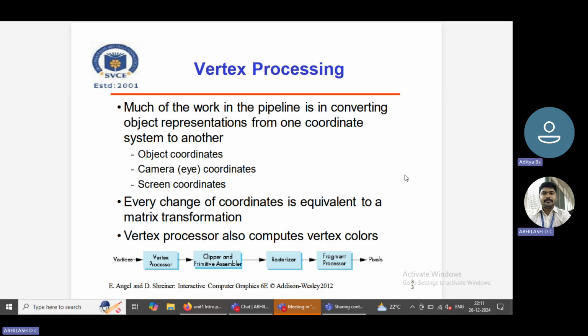So next comes, what is the first block? That is our vertex processing. Much of our work in the pipeline is converting the object representation from one coordinate system to another: the object coordinates, the camera, and the screen coordinates. Each change of coordinates is equivalent to a matrix transformation. The vertex processor also computes the vertex colors.